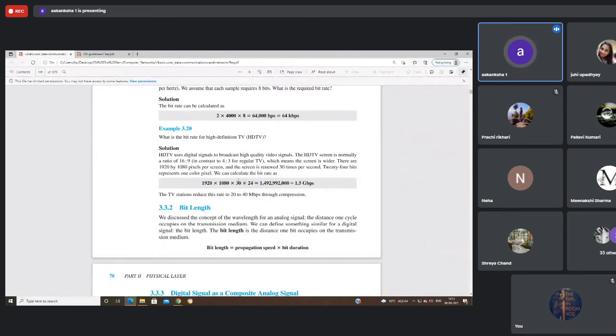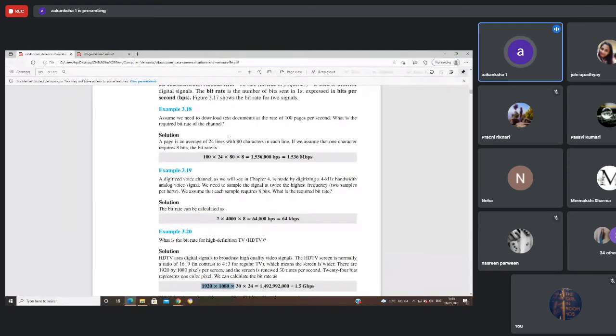The screen is renewed 30 times per second, and this is the resolution of the TV. So the speed required is approximately 1.5 Gbps. This much bit rate is required as per our theoretical calculation. But after compression, we can reduce this speed to 20 to 40 Mbps. So this is how you compute the bit rate.